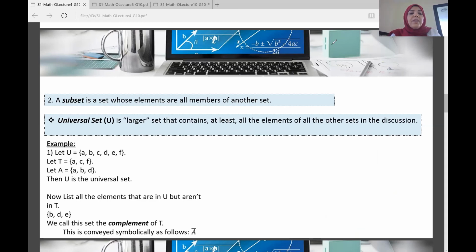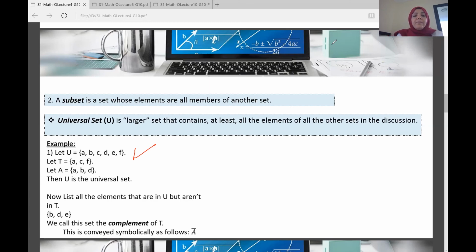That's why there is always a set that you have to go back to in order to check the elements. This set, we call it the universal set. Why do we call it the universal set? Because it contains all the sets. Let us take this example. We have this universal set, which is U. It contains A, B, C, D, E, and F as elements. And we have the set T. Set T contains A, C, and F. And set A contains A, B, D.